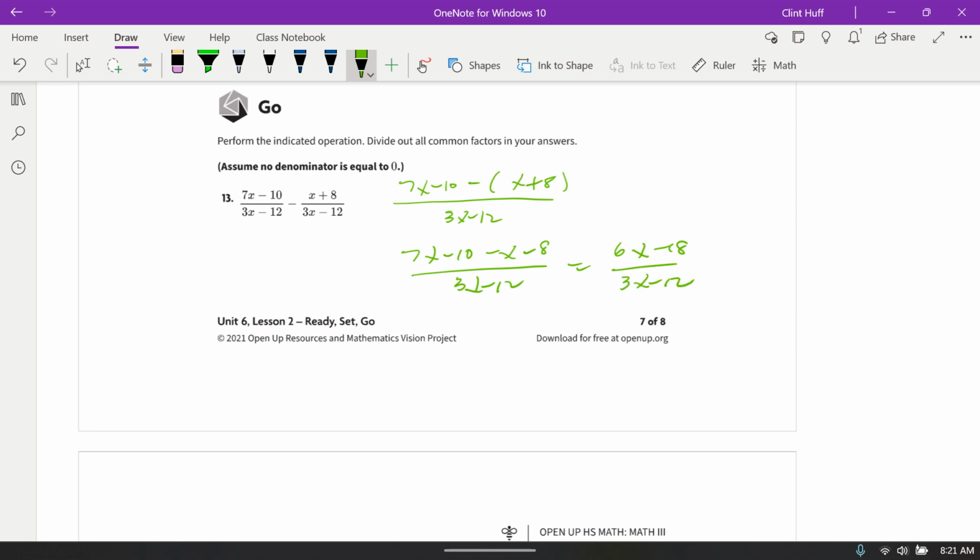And I'm going to check the key here because I think that can be reduced or simplified, as you call it. The numerator is what? 3 times x minus 6. The denominator is 3 times x minus 4. These 3's can cancel out. X minus 6 over x minus 4.